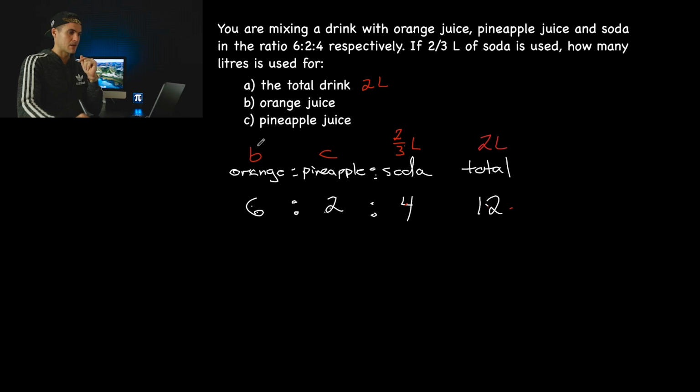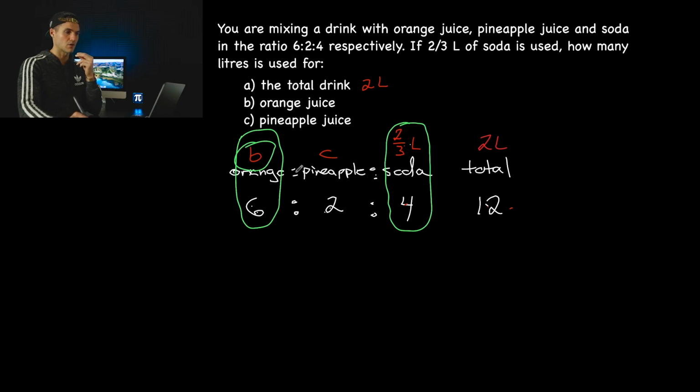So we're going to solve for this variable B here. And what we could do, since we're already given how much of soda is being used, is make a ratio between these two parts here, right? Because we know that the 6 parts of orange juice to the 4 parts of soda is going to be the amount, the actual liters of orange juice used, to the amount of liters that's used for the soda, like that, right?